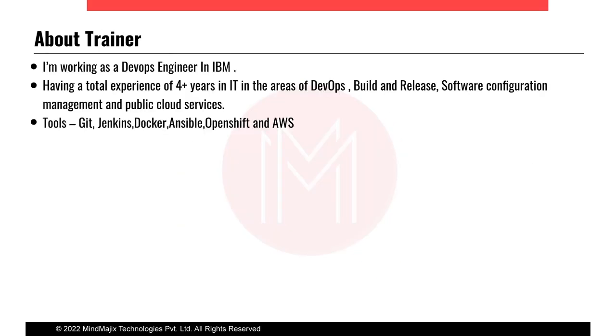Working as a senior system engineer in IBM with a role as a DevOps engineer. I have a total experience of 4+ years in the areas of DevOps, build and release, software configuration management, and public cloud services. I have 3+ years of experience in OpenShift, and apart from OpenShift, I have also worked on other DevOps tools like Git, Jenkins, Docker, Ansible, and AWS.